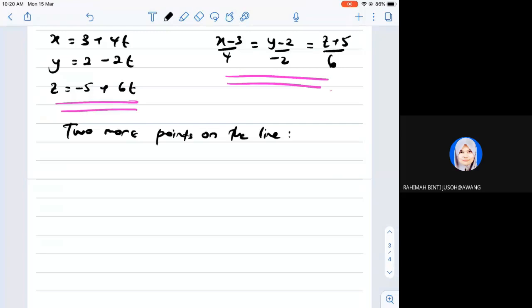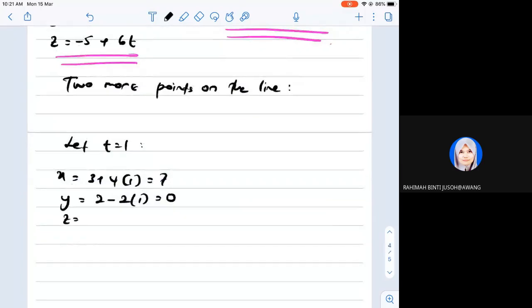Okay. Let's say we let t equals 1. So we will have x equals 3 plus 4 times 1. We will get 7, isn't it? And then y equals 2 minus 2 times 1, we will get 0. And then z equals negative 5 plus 6 times 1, we will get 1. So the other point is 7, 0, 1.